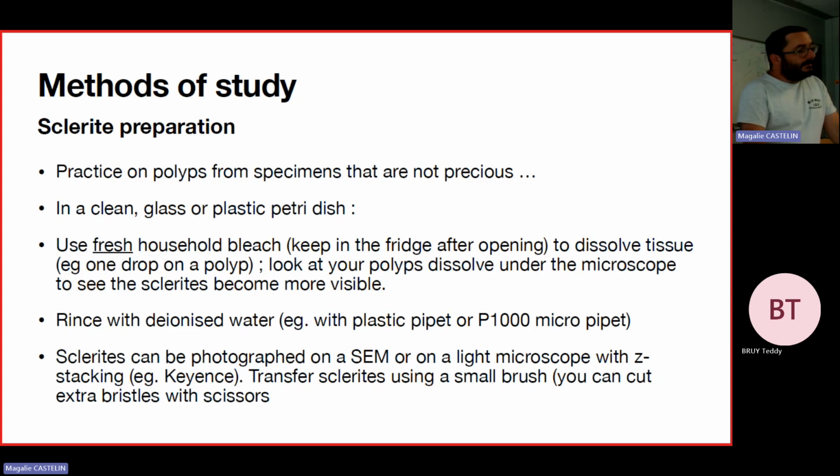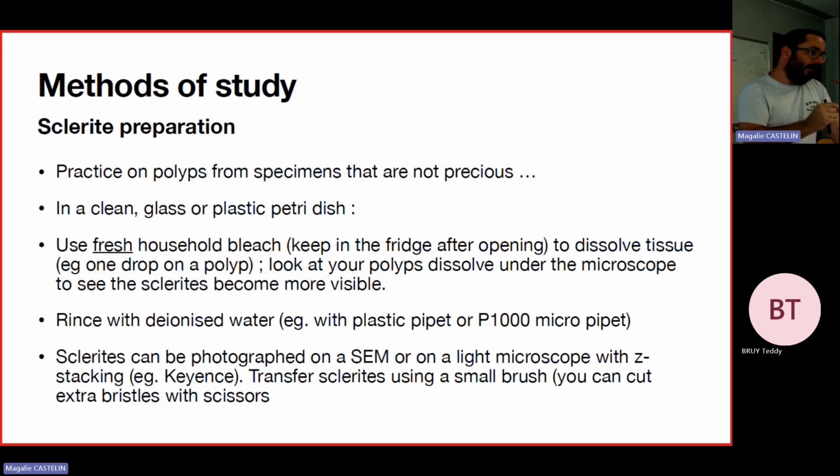And of course, it's going to depend on the taxon, because depending on the genus, family, or species, the thickness of the epidermis differs. So the amount of bleach and the time you have to dissolve it will change. First of all, you prep your station. You need to do just a sclerite preparation, a glass or a plastic petri dish, and you put your polyp, and you just need a drop or two of household bleach.